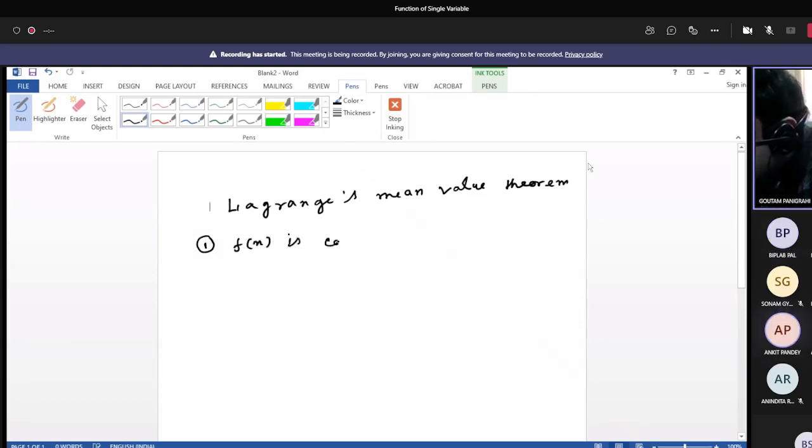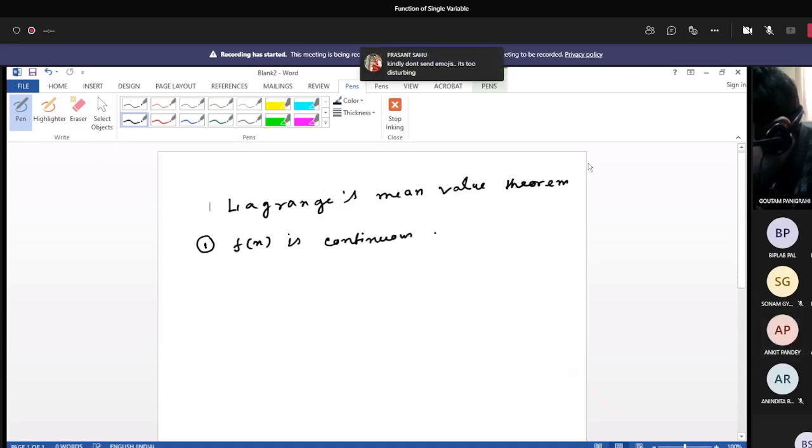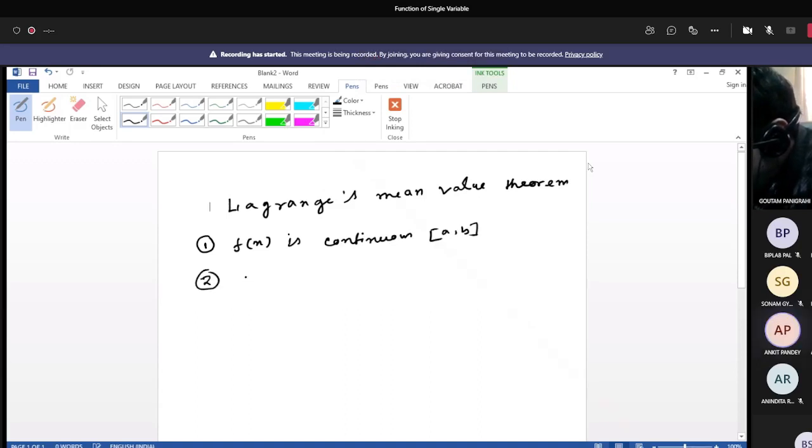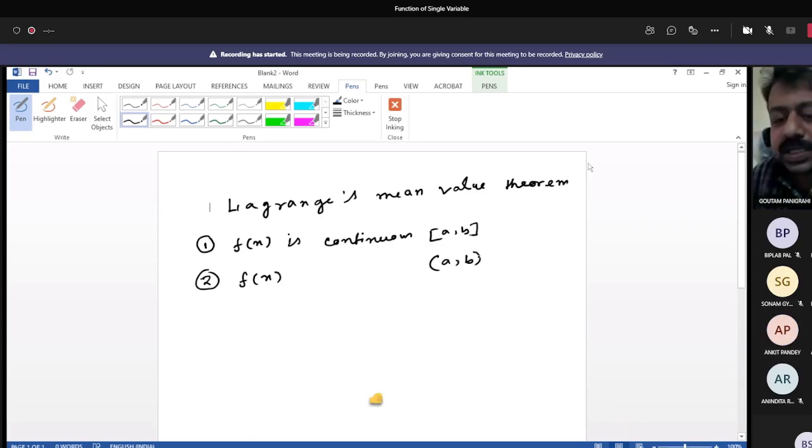f(x) is continuous in the closed interval [a, b], and f(x) is differentiable in the open interval (a, b). It is to find out the slope at some point in the open interval. f(x) is differentiable, correct. But the last condition of Rolle's theorem is not given here. Then the question is that Rolle's theorem is an extension of Lagrange's mean value theorem.